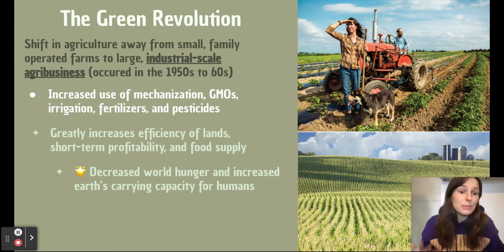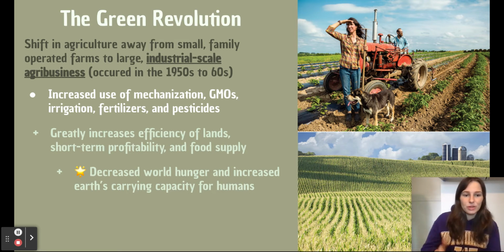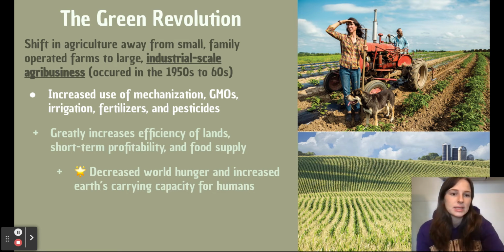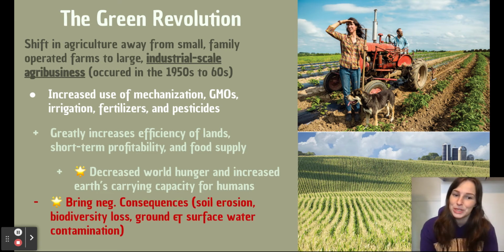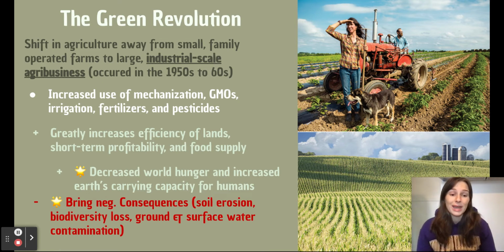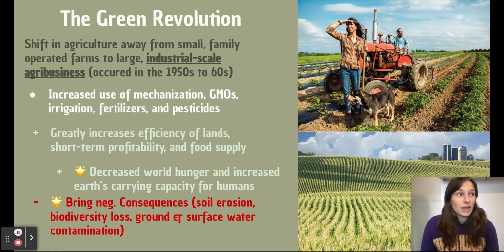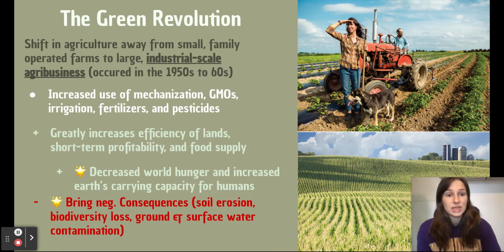So there are billions of people that exist because of the Green Revolution in the United States and in other countries around the world. Now, again, there are cons. The problem is that it brings negative consequences, things like soil erosion, biodiversity loss, and ground and surface water contamination. So again, we've got the pros and we've got the cons, and it's important to look at both sides of these.